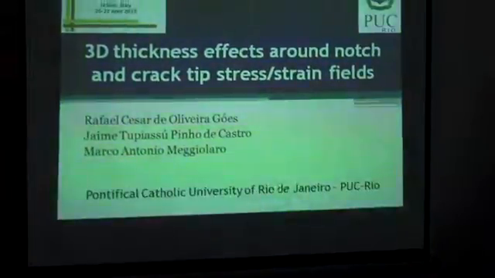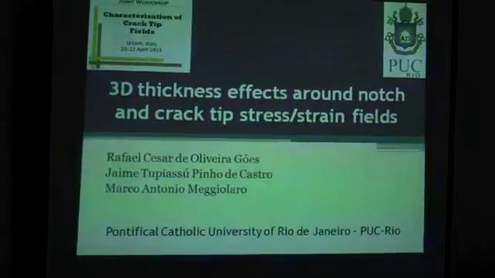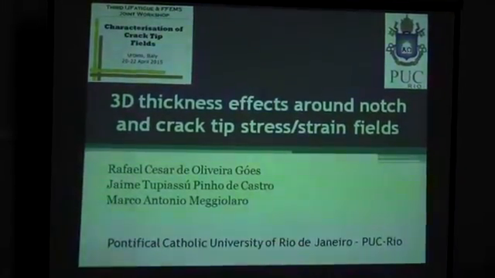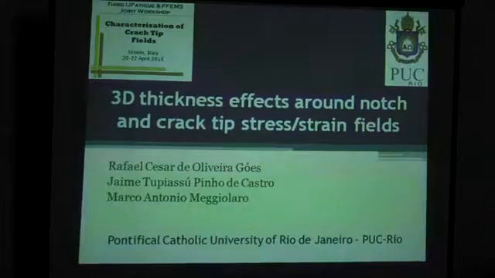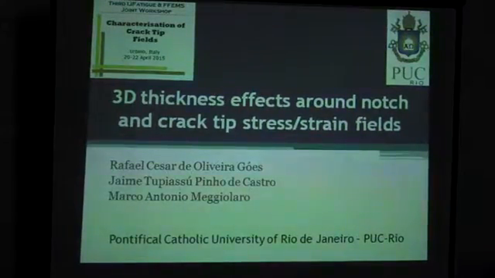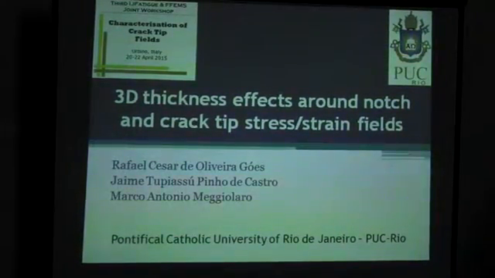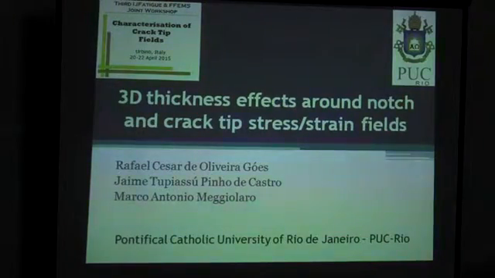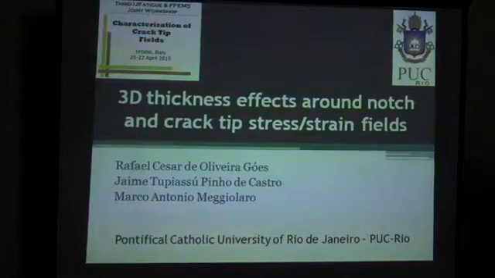This talk is about both crack initiation and propagation, and we basically want to know, if you have a notch for crack initiation or a crack in propagation, if you need to worry about the stress gradient along the thickness. So can you perform a 2D calculation, or do you need to go to 3D in order to do that?